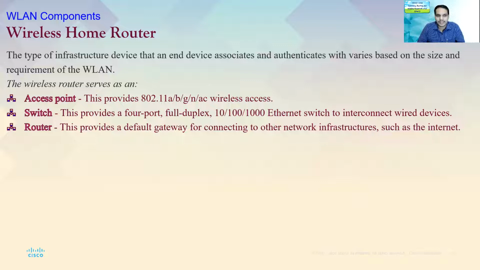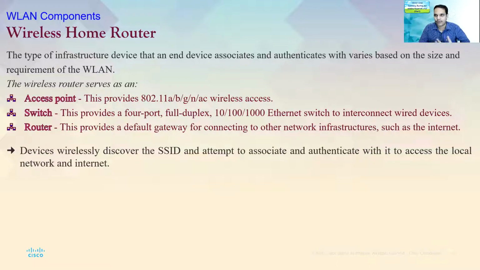This is simply one device. It acts as an access point. It acts as a switch. It acts as a router. So it provides wireless access by acting as a wireless access point. If you turn your wireless router around, you can see some ports which support Ethernet connectivity. Usually a home router provides a 4-port full duplex 10/100/1000 Ethernet switch to interconnect wired devices. The third one is the router, because it provides default gateway capabilities for connecting to other network infrastructures such as the internet.